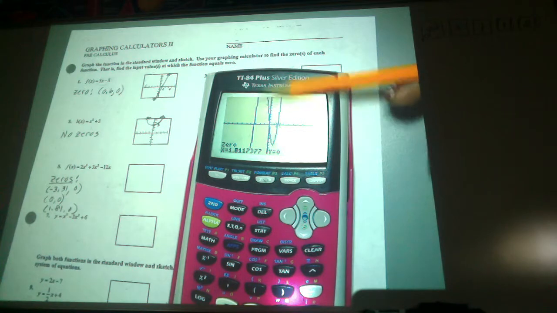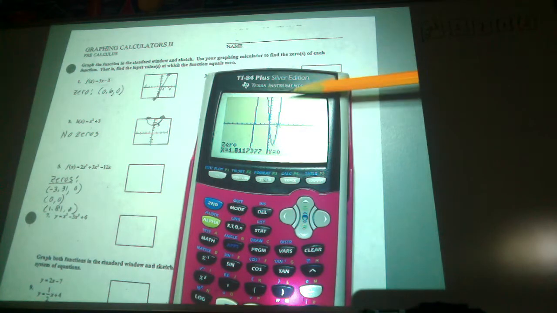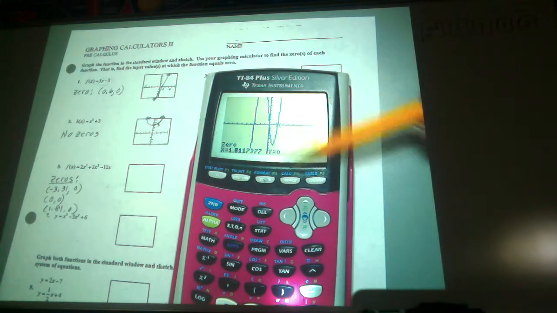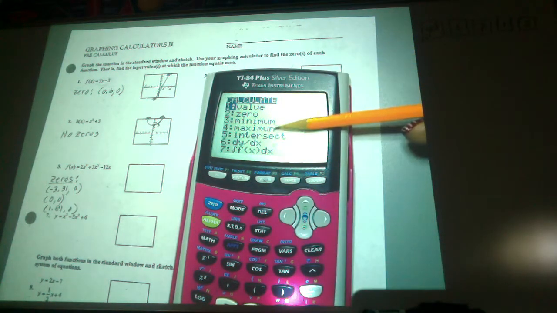Up here, there must be a curve that goes up and comes back down. That's called a relative maximum. We could find that, but it's out of our viewing window, so we're going to ignore that this time for this exercise. So go into your calc menu, so hit second calc. You see we have choices of minimum and maximum. I want minimum because I'm finding a relative minimum. So I'm going to select 3 or scroll down.